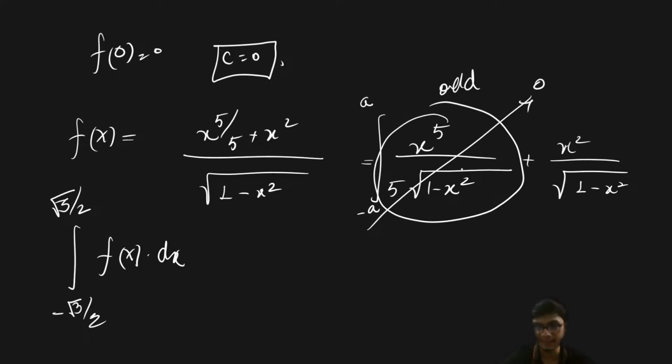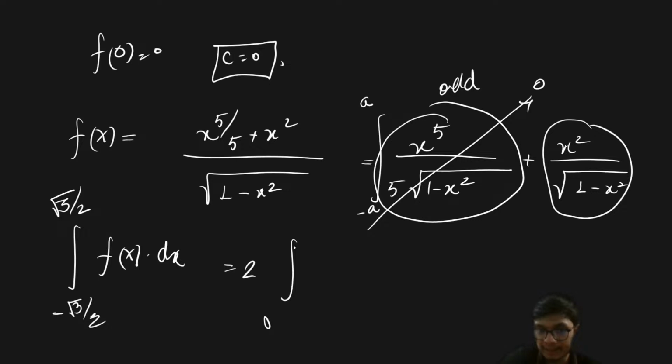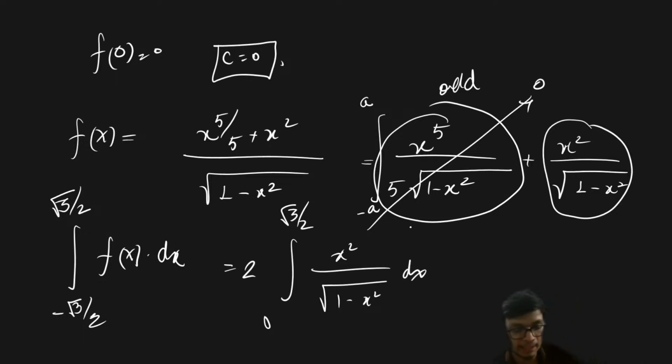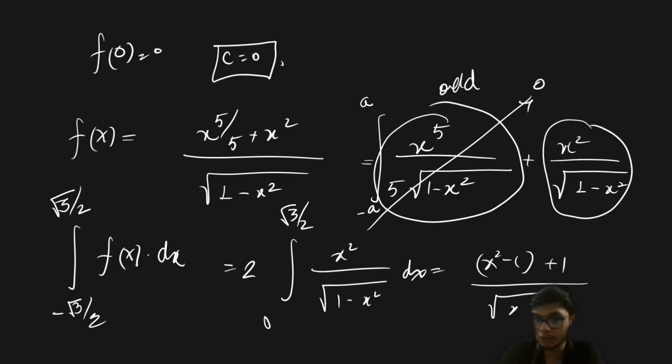This integration will turn out to be 0, since it's an odd function. But this is an even function, so the result is going to be 2 times the integration from 0 to root 3 by 2 of x square by square root of 1 minus x square dx, right? Now, in order to solve this kind of problem, I'll take help of simple trigonometry. Also, you can solve this question by taking it as x square minus 1 plus 1 by square root of 1 minus x square, right?